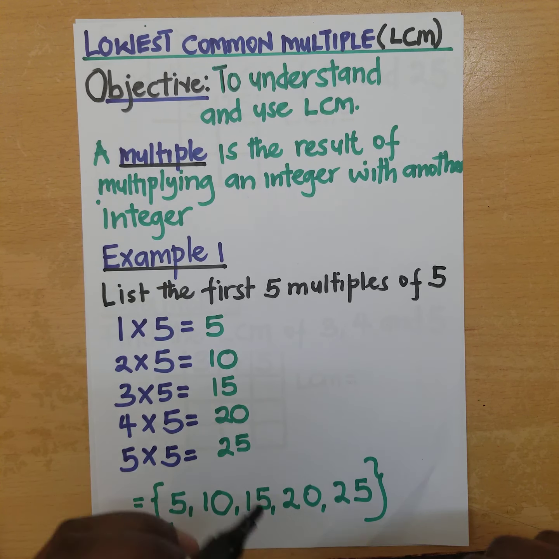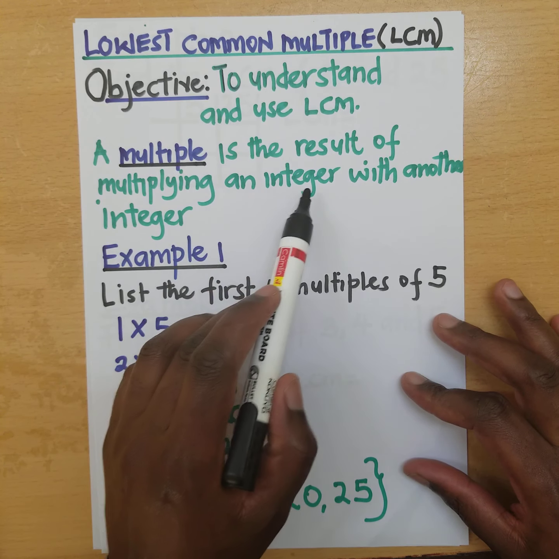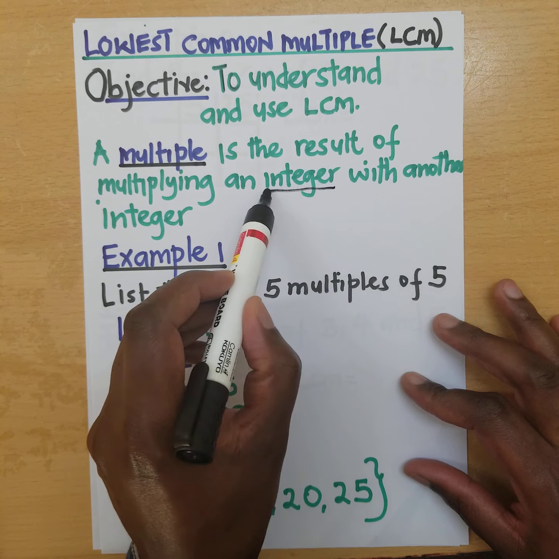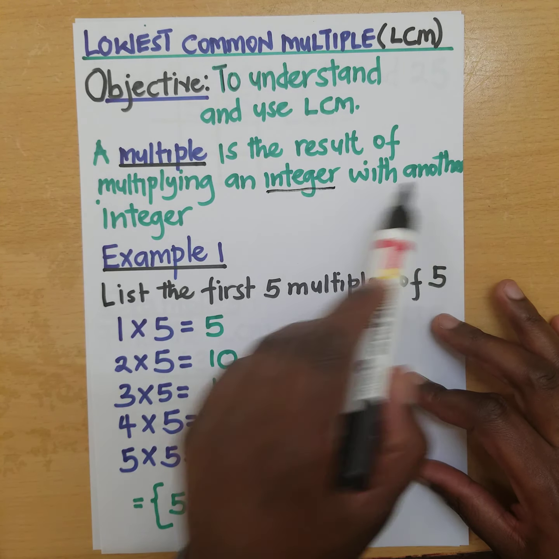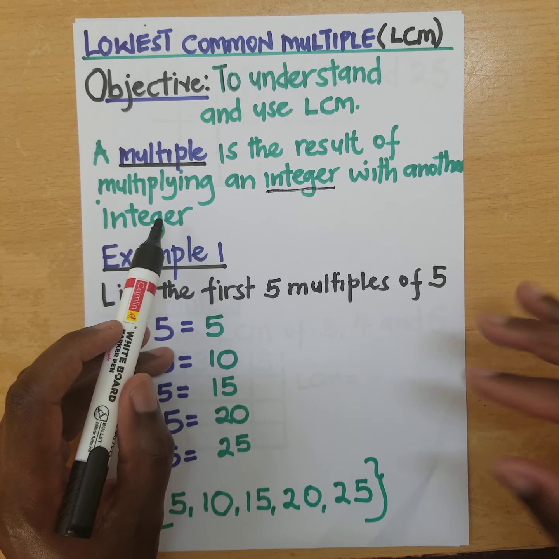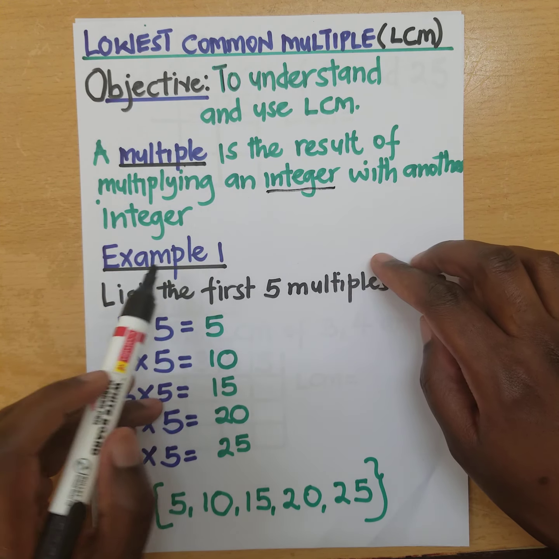But first of all, what is a multiple? A multiple is the result of multiplying an integer, you remember an integer from the previous lessons, with another integer. The result you get after multiplying two integers is what we call a multiple.